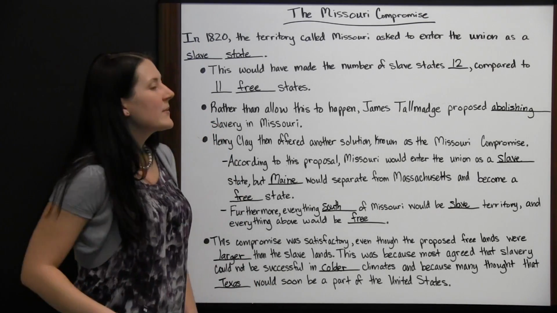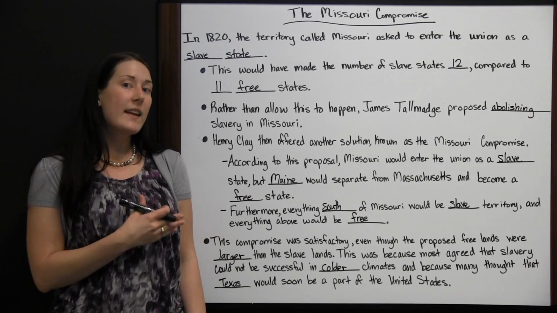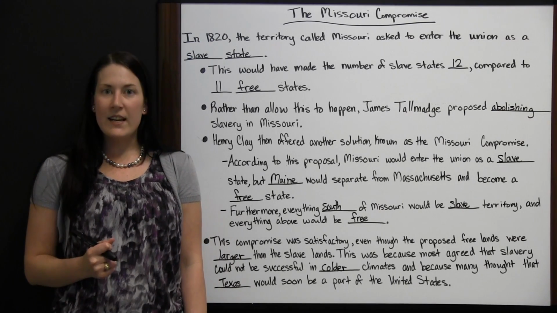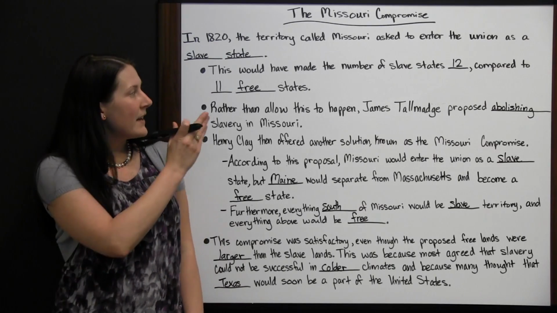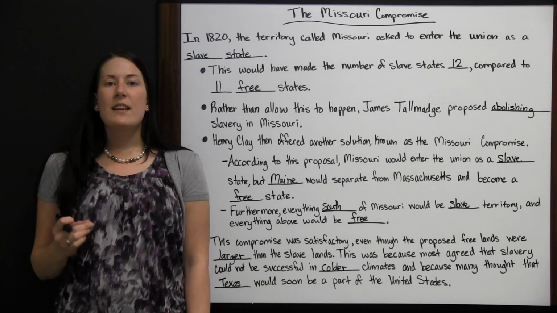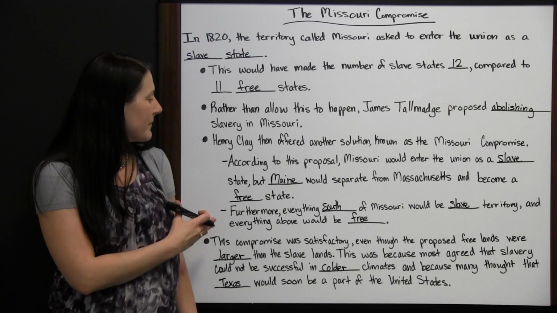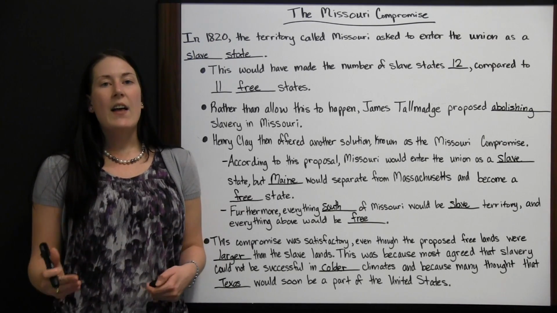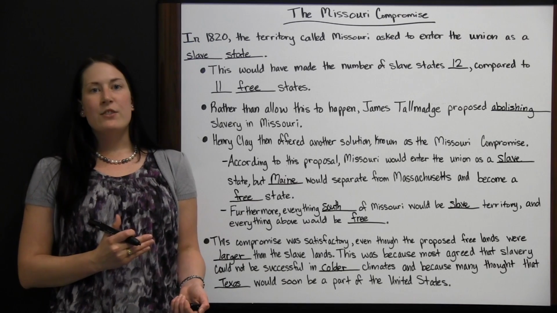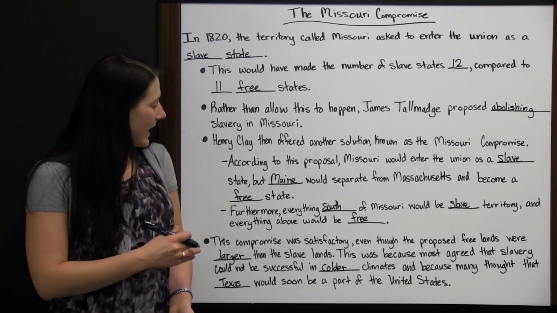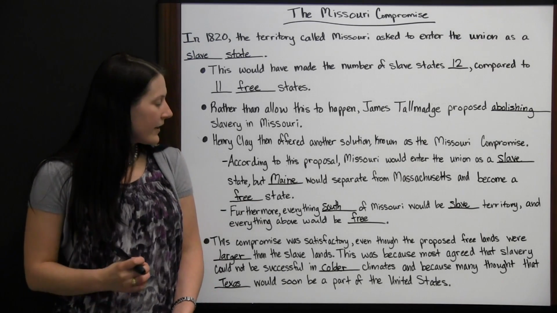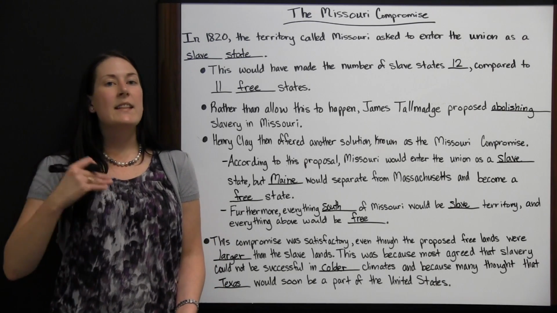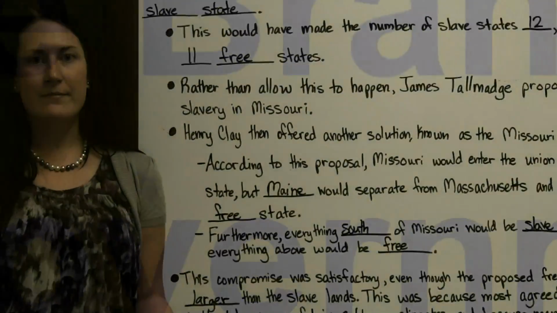So the Missouri Compromise was a solution that Henry Clay came up with in response to Missouri's request to join the Union as a slave state, which would have offset the balance and made the United States have 12 slave states to 11 free states. The compromise included Missouri getting to enter as a slave state at the same time that Maine separated from Massachusetts and became a free state. And it also clarified for the future that anything south of Missouri would be slave territory and anything north of Missouri would be free territory.